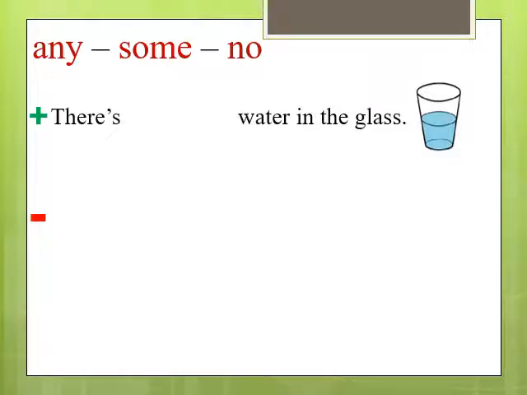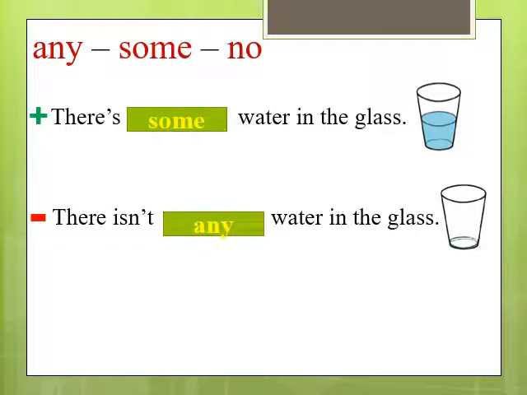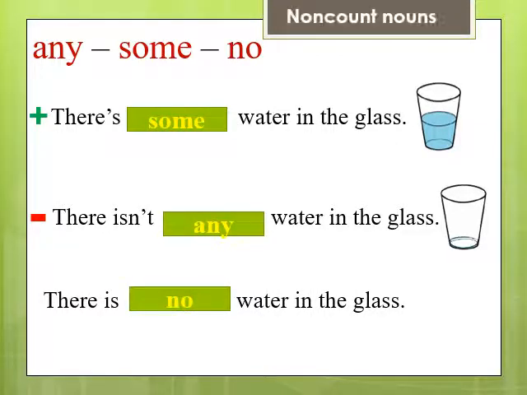So we have these quantifiers. Now let's look at this exercise. Let's make sentences with any, some, and no. Positive sentence, and we have water. So there is water in the glass. There's some water in the glass. Okay, great. Now look at this. There isn't any water in the glass. And then there's no water in the glass.